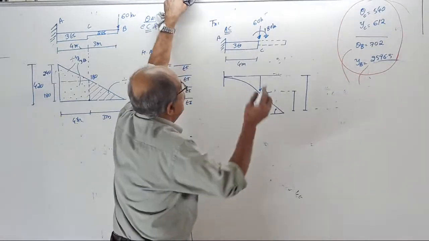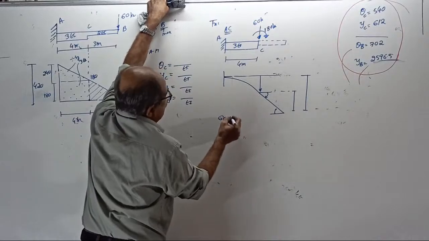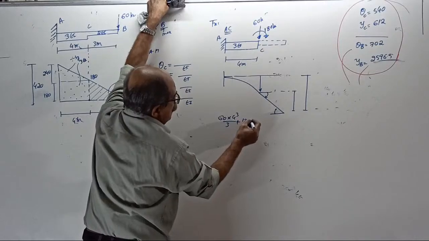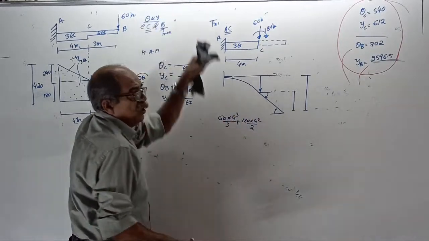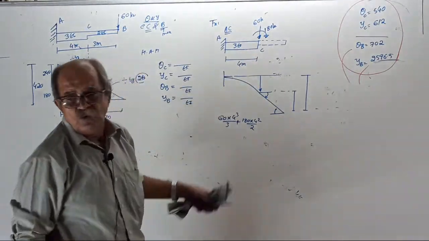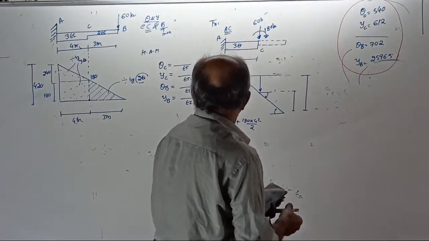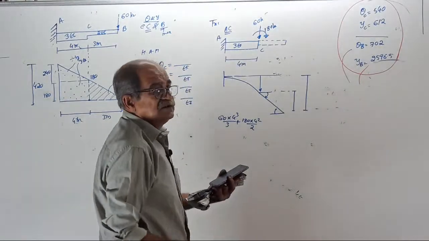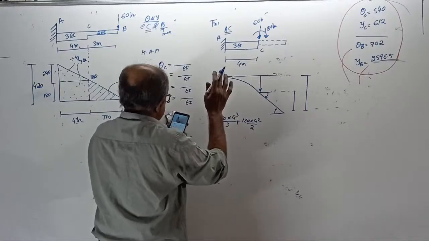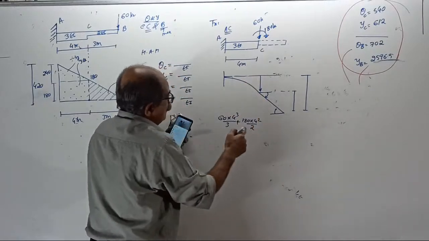I don't have a calculator here. Tell the answer fast. 60 into deflection: 60 into 4 cube by 3 plus 180 into 4 square by 2. Don't give a wrong answer. Don't divide by EI. 60 into 4 cube by 3, this formula has 3; 180 into 4 square by 2.